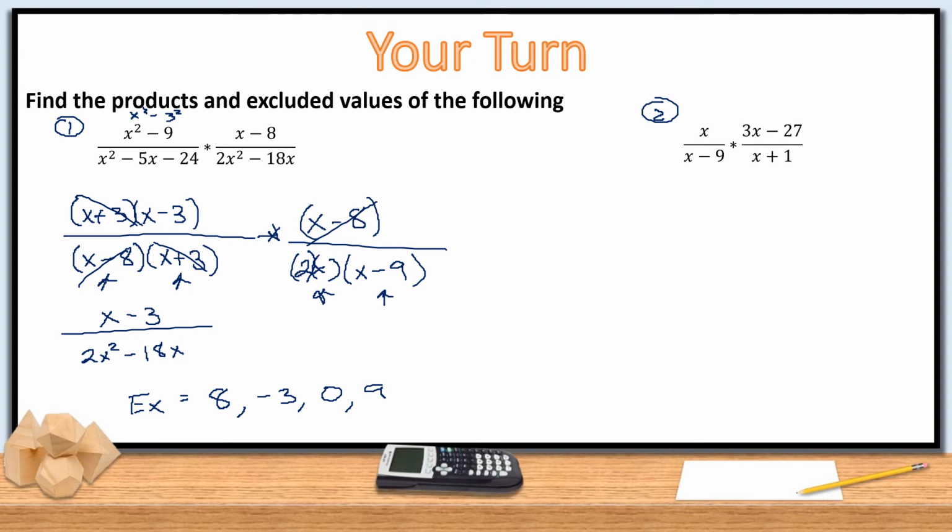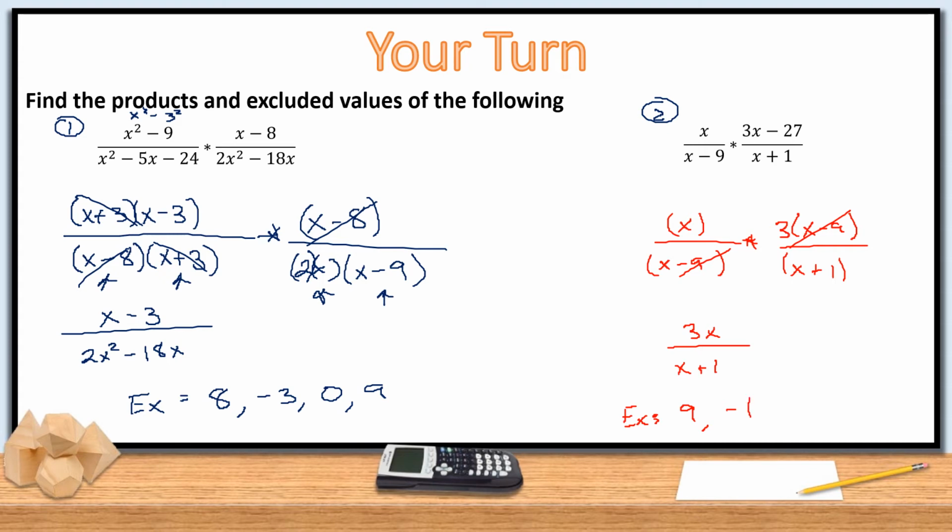For number 2. The only one that needs to be factored down more is actually the top right, just the 3x minus 27. So we got x and x minus 9 times 3 times x minus 9 all over x plus 1. So the x minus 9s are going to cancel out. So we're going to have x times 3 is 3x over x plus 1. Our excluded values, we've got 9 and -1. So 9 being a hole, -1 being an asymptote.